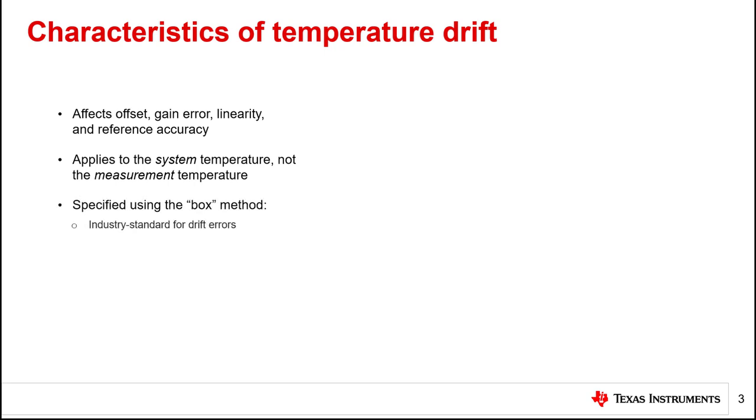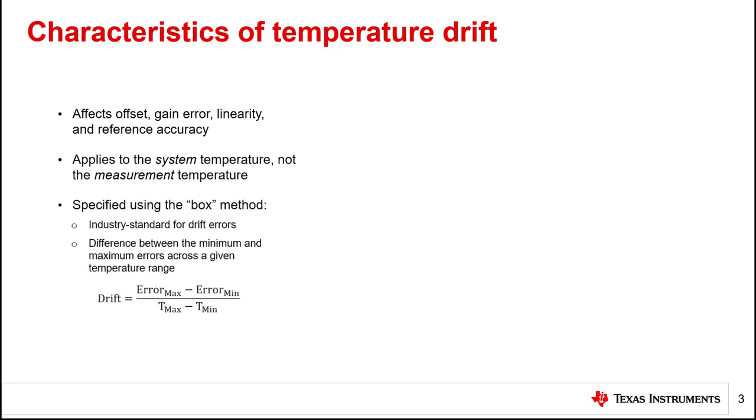Temperature drift is typically specified using the box method. This industry standard method calculates temperature drift by plotting the error across a given temperature range and finding the minimum and maximum error within this range. The equation on the left is then used to calculate the resulting temperature drift.